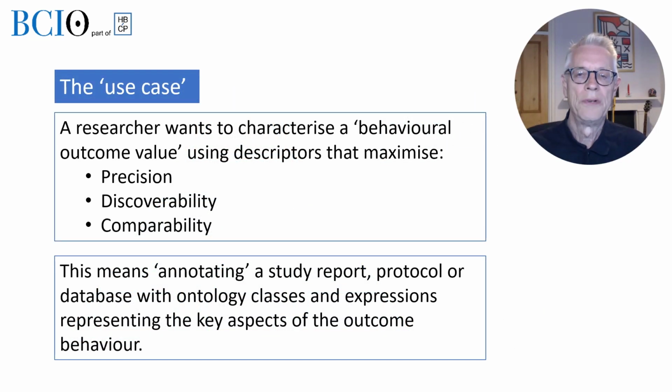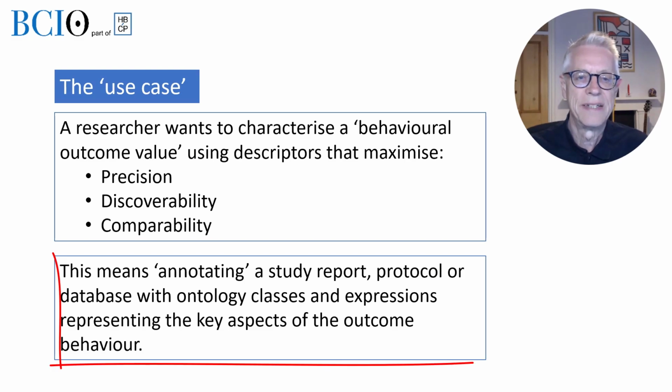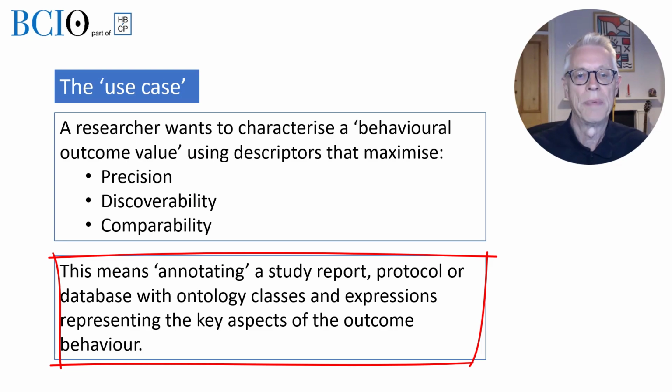Now let's look more closely at what we want to use the Human Behaviour Ontology for. We want to be able to characterize the outcome behavior in a way that maximizes precision, discoverability in searches, and comparability across different research studies. And we do this by what's known as annotating a study report, protocol, or database with ontology classes and expressions that represent all the key aspects of the outcome behavior.